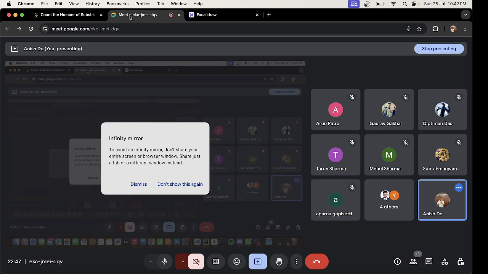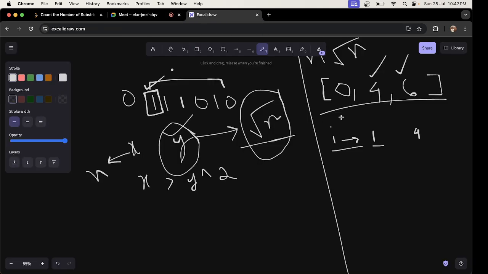Do you understand what I'm trying to say? Can you repeat again? So basically we will store the positions of zeros in an array, and then for every starting index we will check how many substrings can be there such that the substring starts from I and ends at any other index.